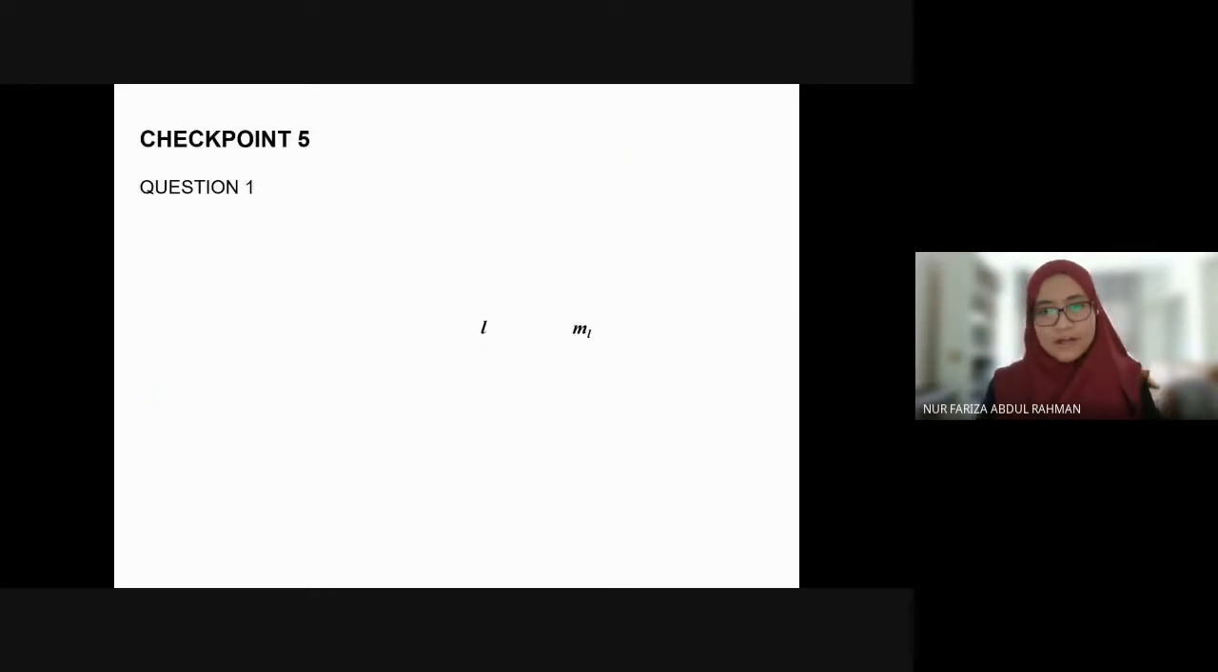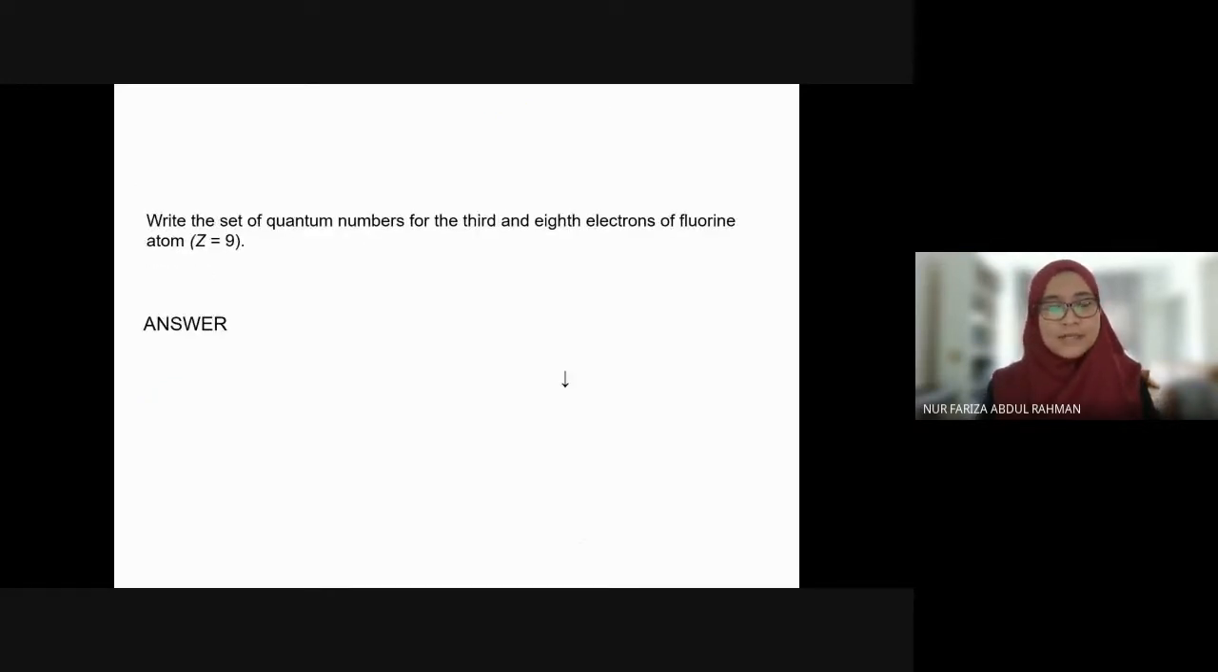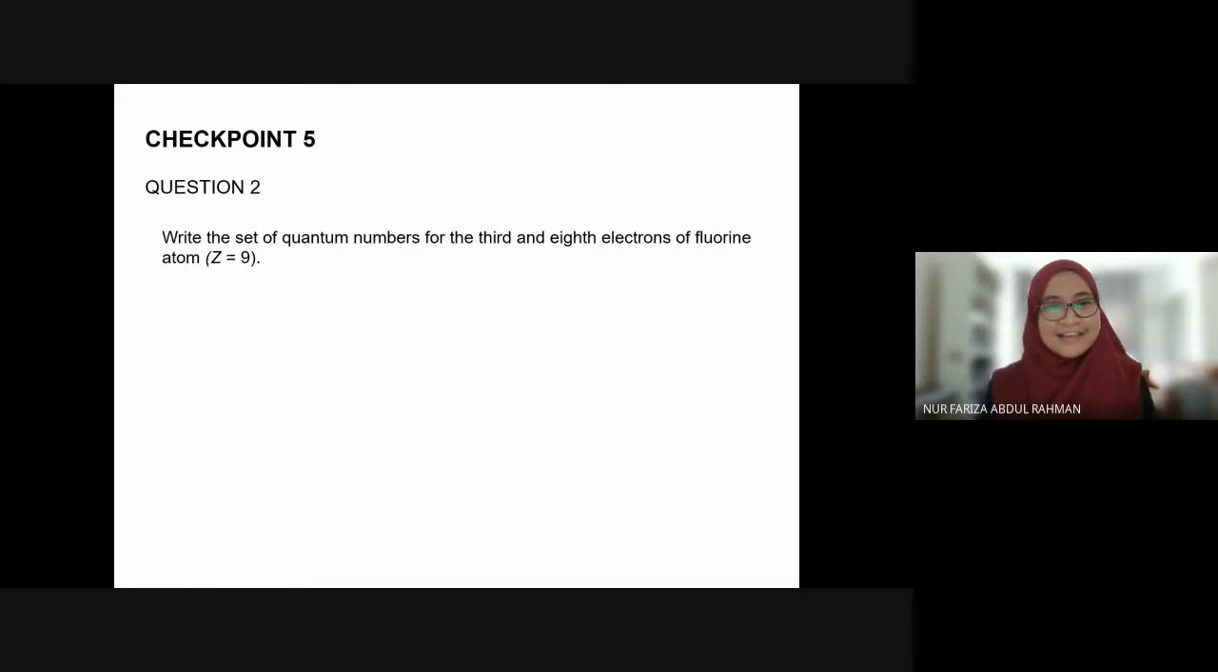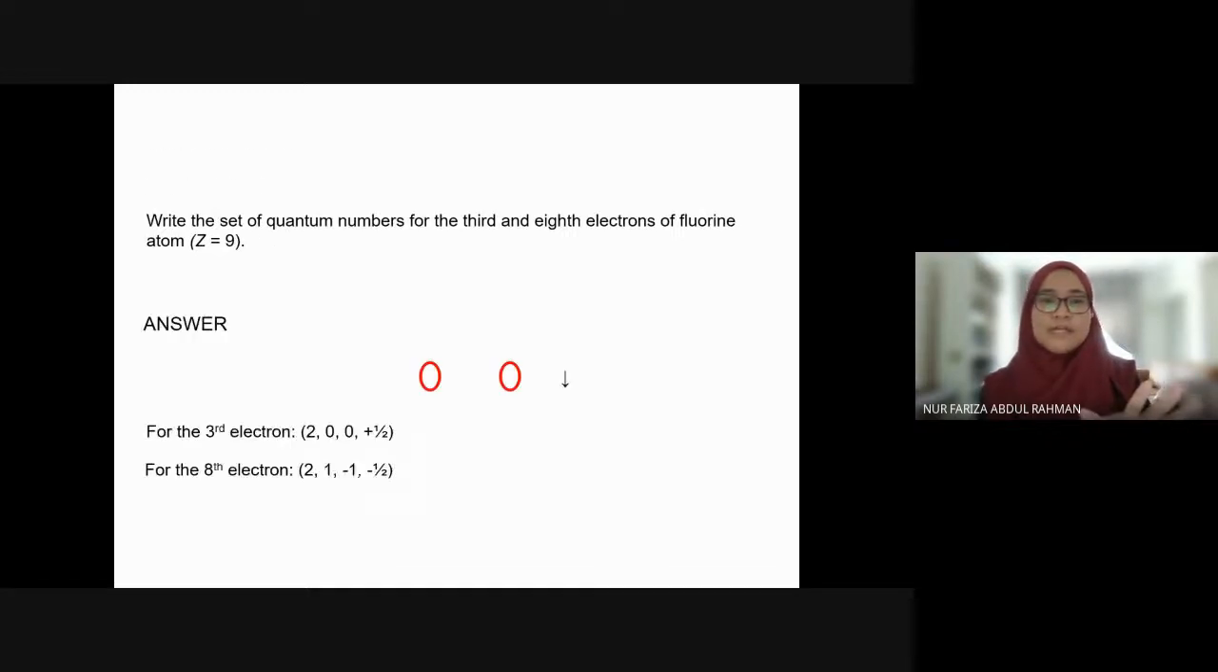Alright, so we have: write the set of quantum numbers for the 3rd and 8th electron of a fluorine atom, Z. Try to complete this checkpoint, the 3rd and the 8th electron. This is one of the examples that I mentioned just now. So do it first, fluorine.